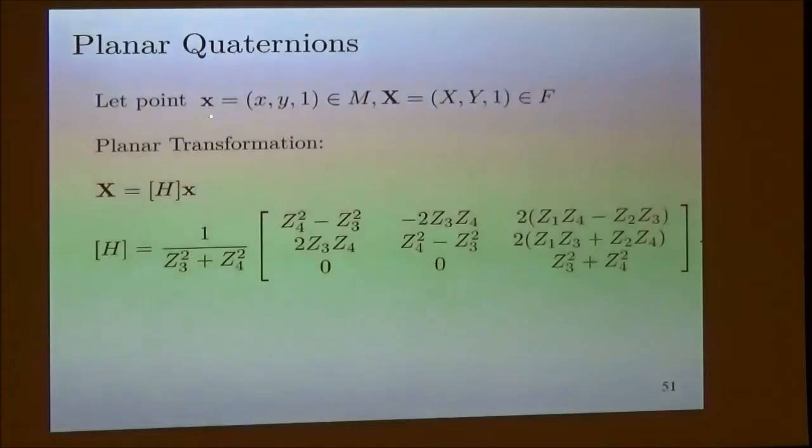In matrix form, if you have a point x in a plane, you write it in the form of homogeneous coordinates: you add 1, you have a point in a fixed frame, x, y, 1. The planar transformation matrix is given by this. So again, it's parametrized in terms of z1, z2, z3, and z4. Nothing new here. If you know how to do spatial displacement, you know how to do this as well.